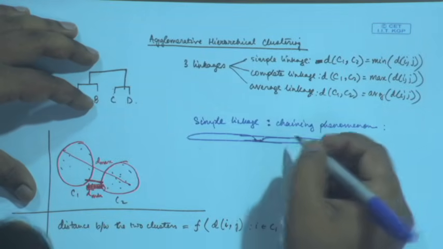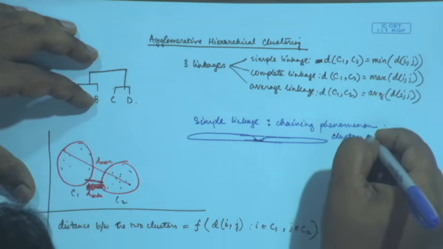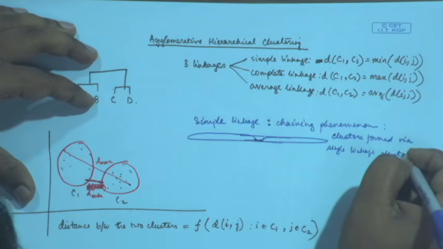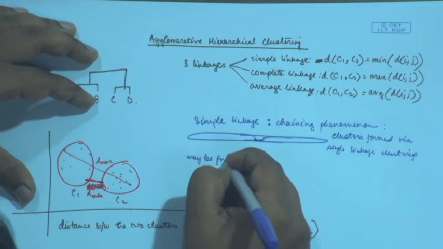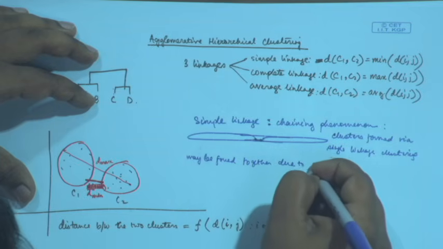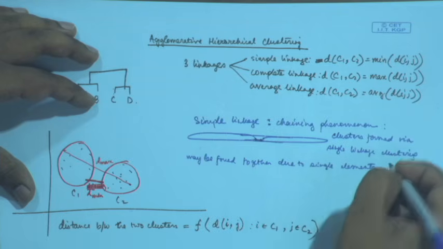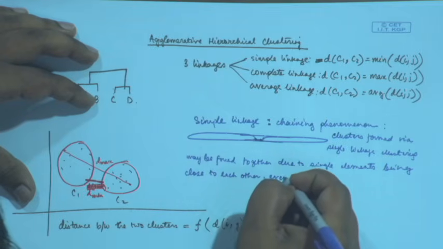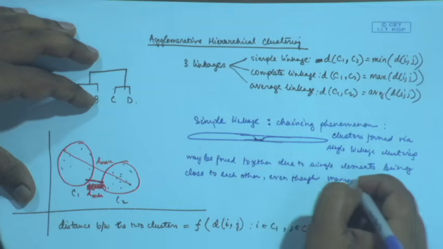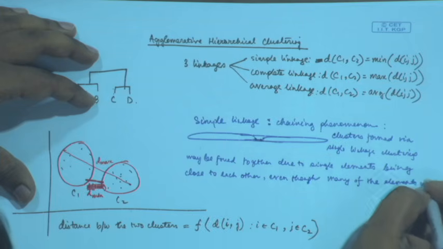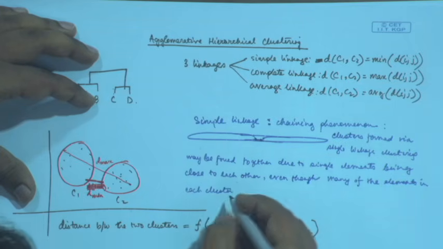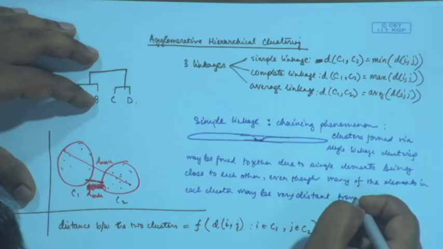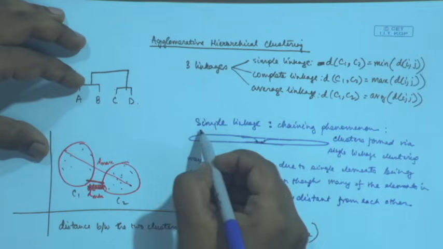Let me write it down in the language of Wikipedia. The clusters formed via single linkage clustering may be forced together due to single elements being close to each other, even though many of the elements in each cluster may be very distant from each other. Just what I just said.